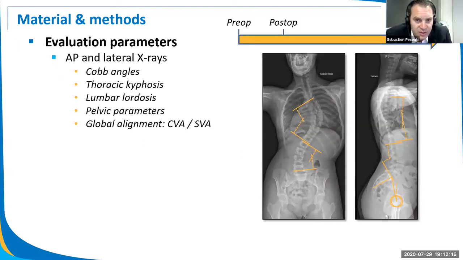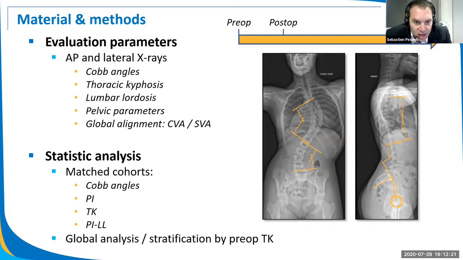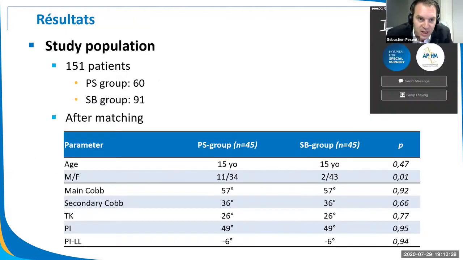We evaluated our patients based on different radiographic parameters, preoperatively, postoperatively, and at two-year follow-up. For the statistical analysis, we believed that it was possible to have much more statistical power by matching the cohorts according to preoperative parameters. We did a global analysis, including all the patients, and then a stratification according to the preoperative thoracic kyphosis. In the end, we were able to collect the data from 151 patients. After matching, 45 patients remained in each group. By design, they were not different according to the following parameters.